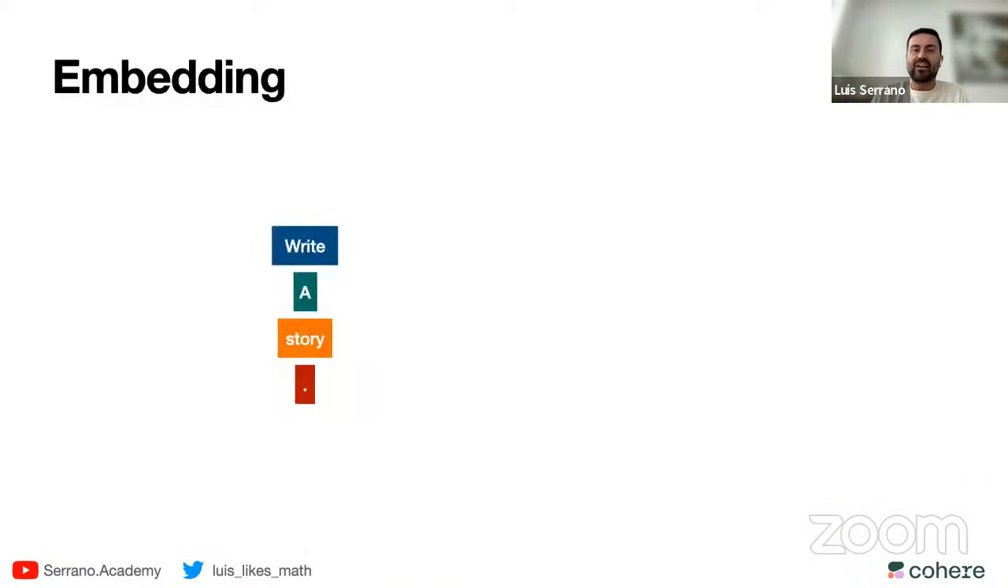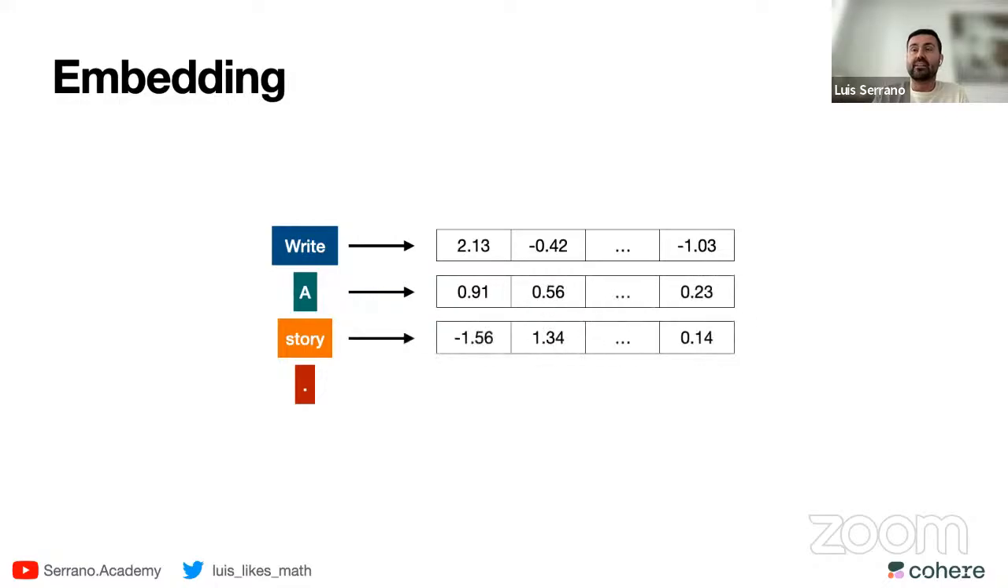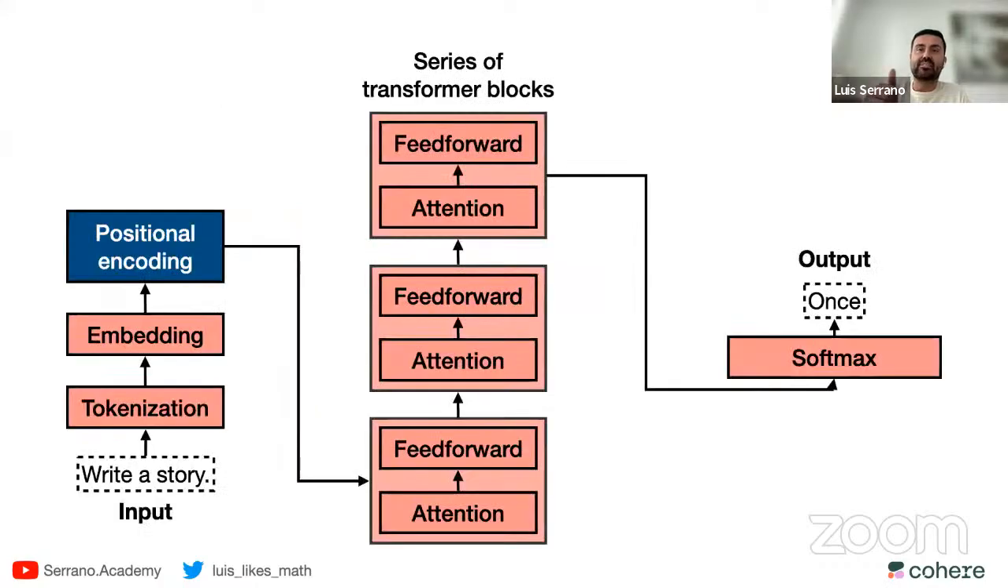Okay, so we have our embedding, and our embedding takes every word and turns it into a huge list of numbers. So write a story, period. Every token has an embedding. So now we have all the way to embedding. We have tokenization, turns it into tokens, and embedding turns the word into numbers. Again, stop me if there's any questions.